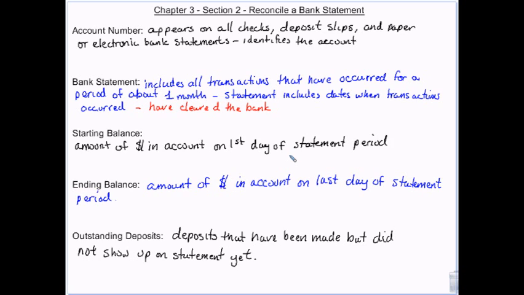If they accidentally put in a withdrawal as a deposit, you probably don't want to catch that. But you know what I'm saying. Like, you want to catch these things. Outstanding deposits are deposits that you have made but that have not shown up on the statement yet.